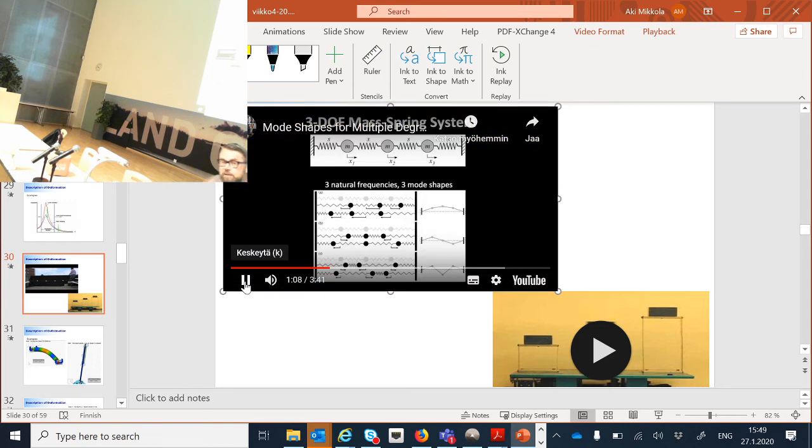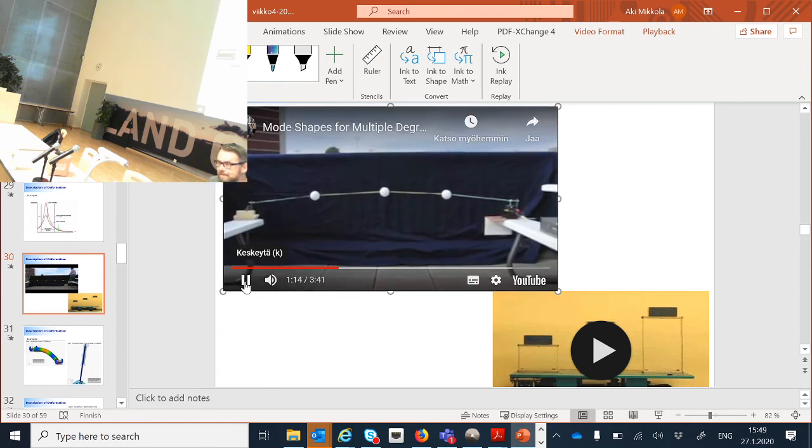Okay, 3 degrees. A 3 degree of freedom mass spring system has 3 natural frequencies and 3 mode shapes. In the first mode shape, all 3 masses move in the same direction at the same time, with the center mass moving slightly farther than the outer 2.